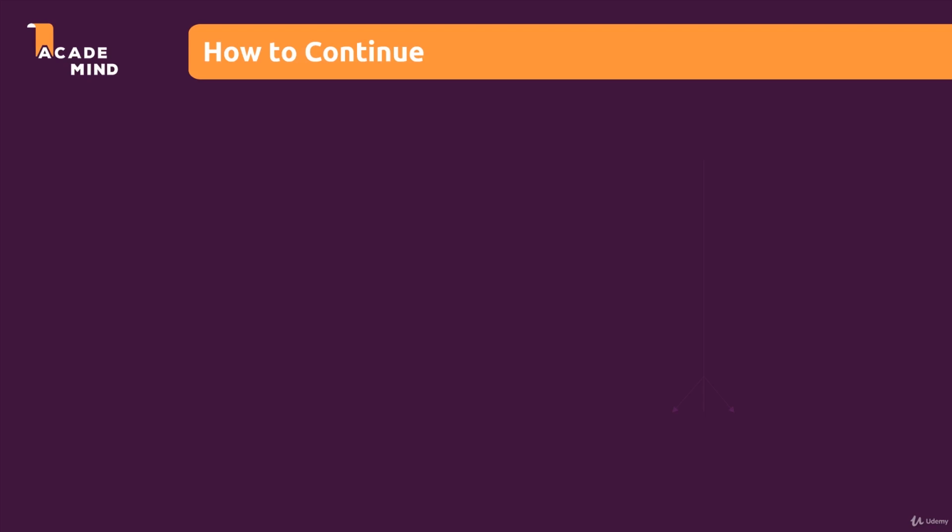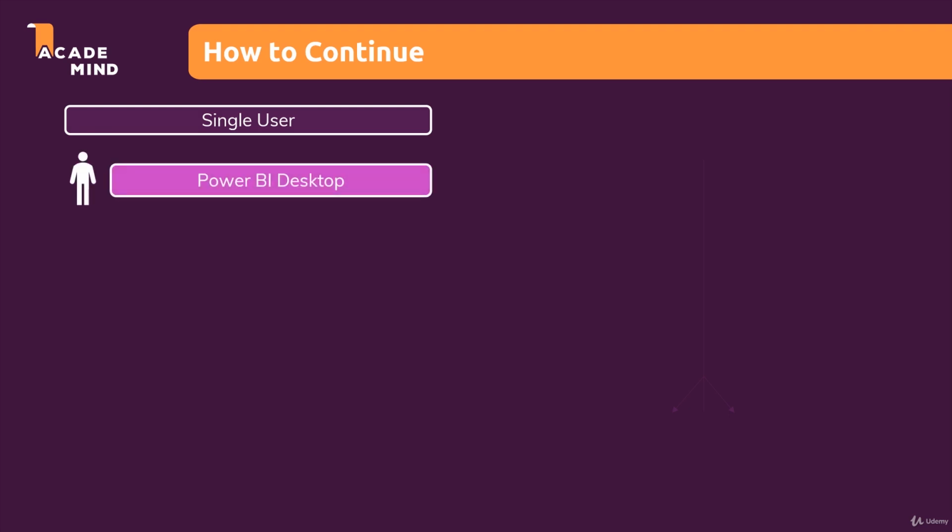Where are we now and how can we continue? Well, for this, we have two scenarios that we should have a look at. The first one is the single user scenario. So our scenario at the moment, this means we have a Power BI desktop project. We were the only person working on it. And for the future, we are also the only person who wants to work on this project.